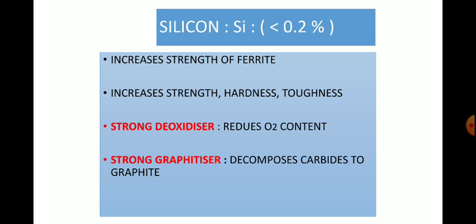Next is silicon, which is a strong deoxidizer and a strong graphitizer. That is, it reduces the oxide content, which is preferred in killed steels. Similarly, it is a strong graphitizer, which reduces the carbides, that is, it decomposes carbides into graphite.